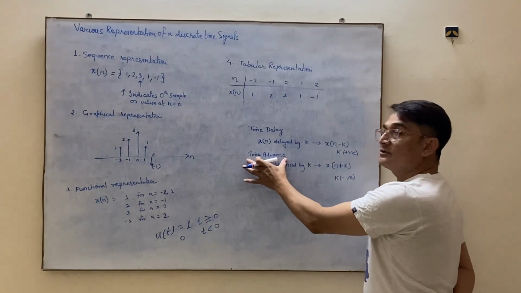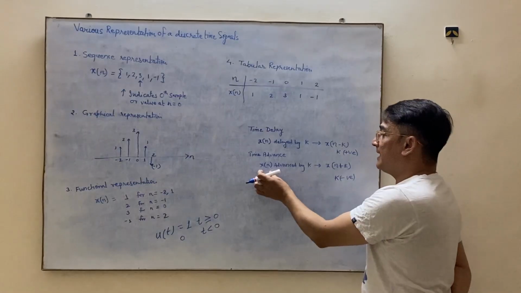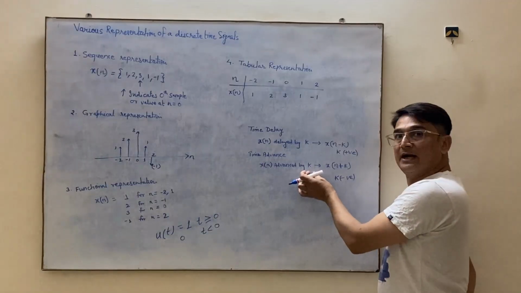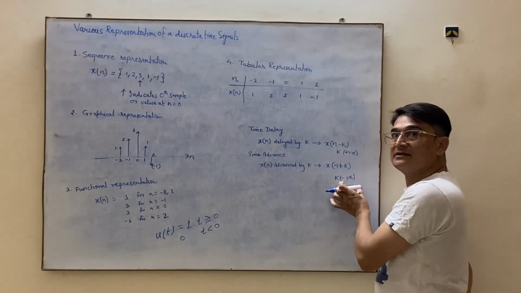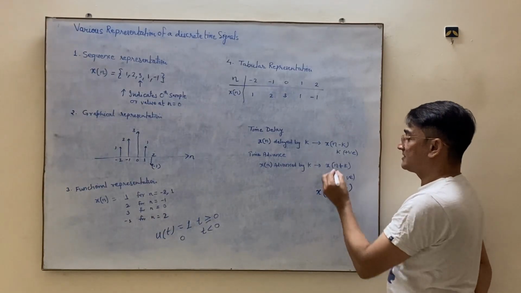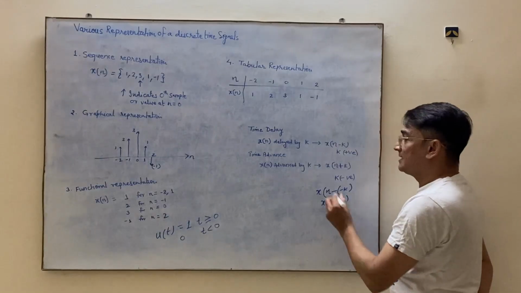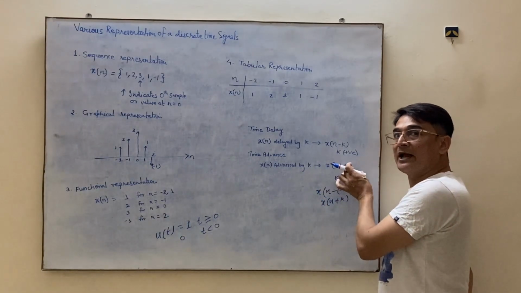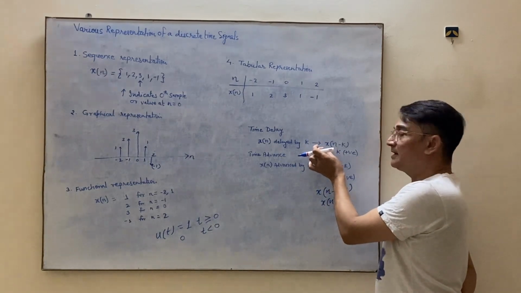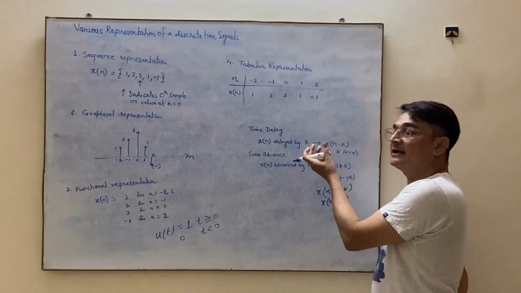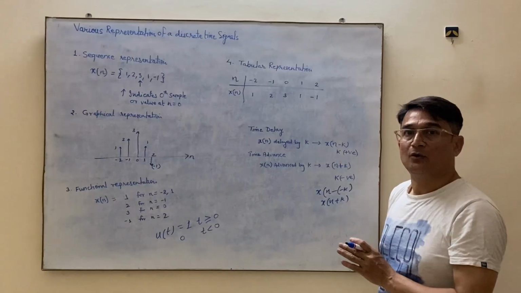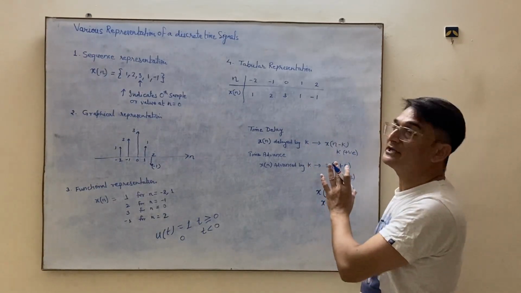And another thing is known as time advance. It is denoted by x of n plus k, and you can say x of n is advanced by any number k, where k is negative, because x of n plus k is basically x of n minus of minus k, which comes out to be x of n plus k. So this is advance. Whenever you see x of n plus something, that means you have to advance your signal, and if you have something like x of n minus 1, 2, 3, you have to delay the sample by that much number of samples. Okay, so this is all about various representations of signals.